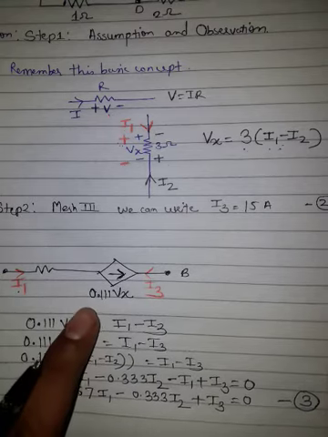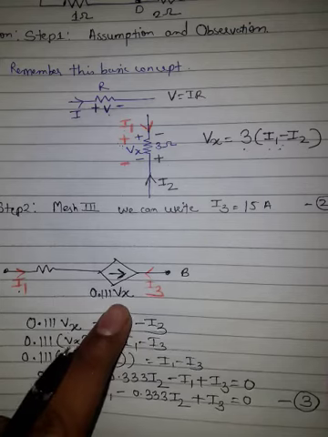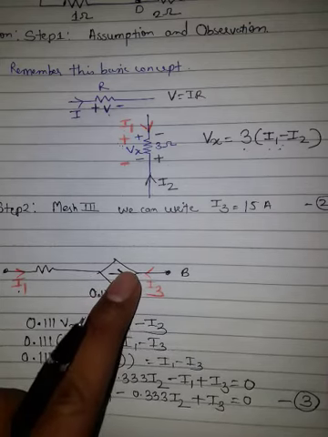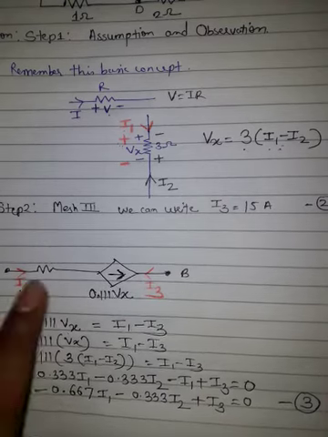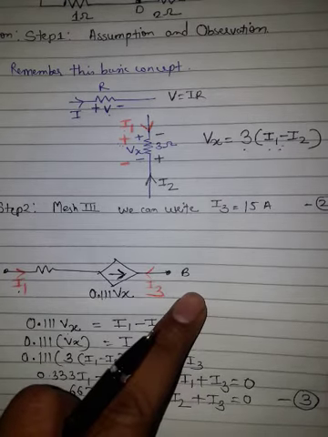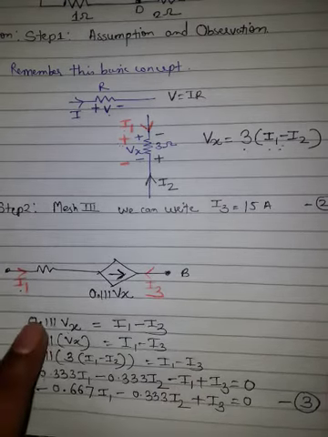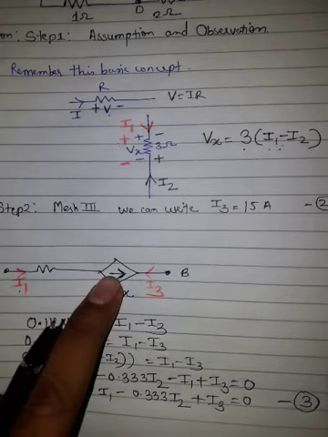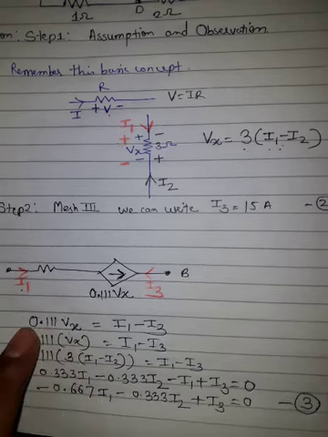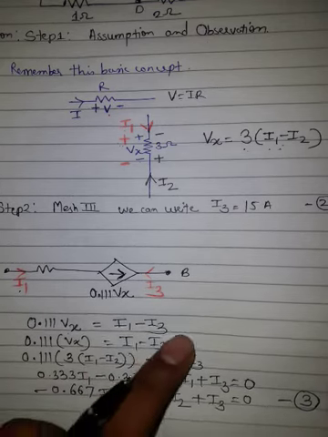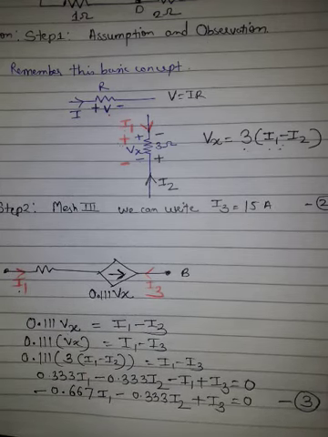See here again, 0.111 Vx is a current source having this direction. The current I1 is flowing in this direction and I3 is flowing in this direction. That's why the resultant current's direction is same as I1. That's why I have written 0.111 Vx is equal to I1 minus I3.